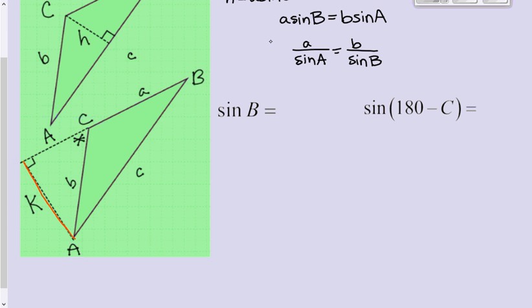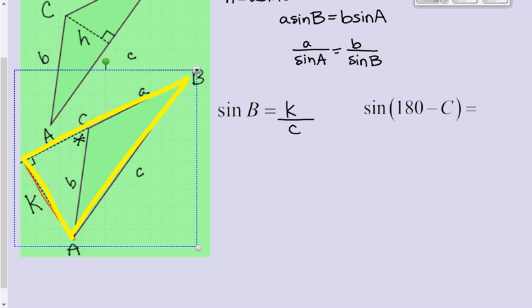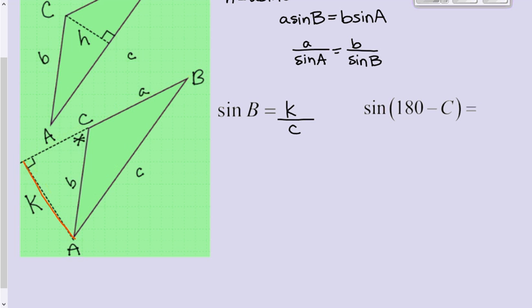So looking at the right triangle, the big right triangle that was just created using the auxiliary line. Because it's a right triangle, we can use sine, cosine, and tangent relationships. And the sine of angle B will be its opposite, which is K, over its hypotenuse, which is C. And now moving on to the trickier one, this would be the smaller right triangle that I was looking at earlier.